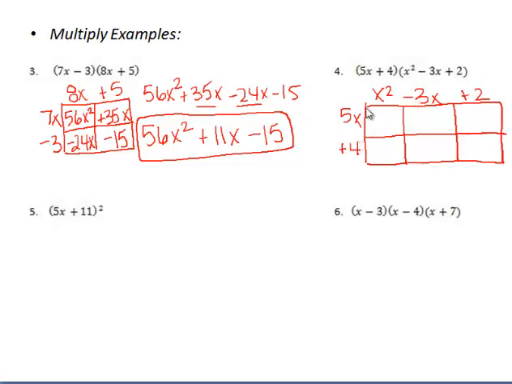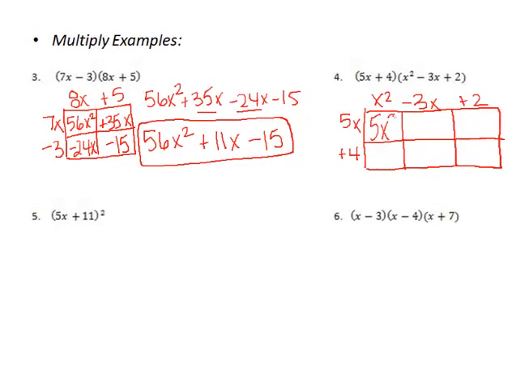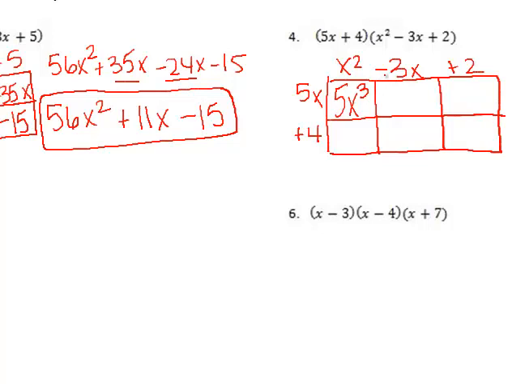When you multiply them together, you're going to have 5x times x squared, and that's going to give us 5x to the third. And then we have 5x times a negative 3x, that's negative 15x squared. And then 2 times 5x is plus 10x. Okay, the bottom row we have 4 times x squared, which gives us 4x squared. And then 4 times negative 3x is negative 12x. And then 4 times 2 is 8.